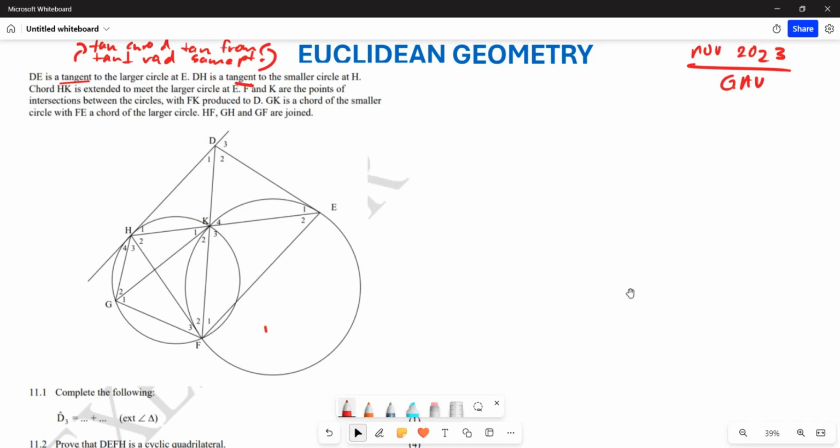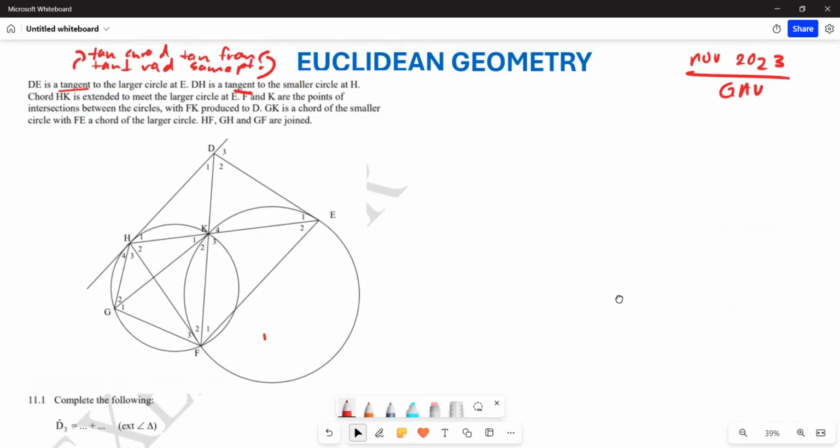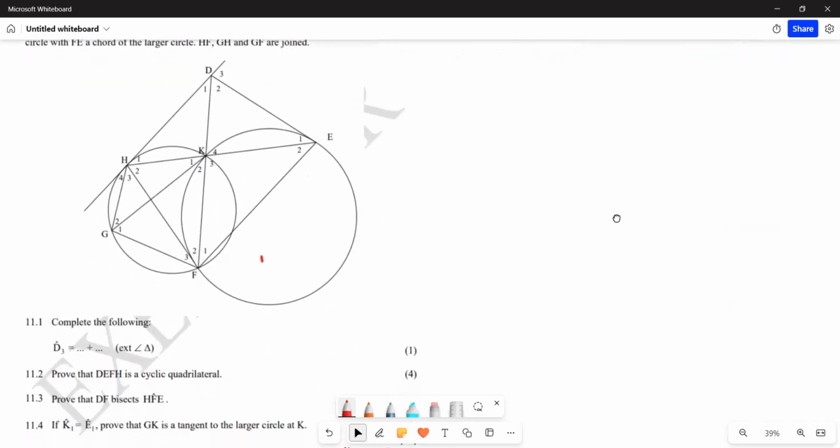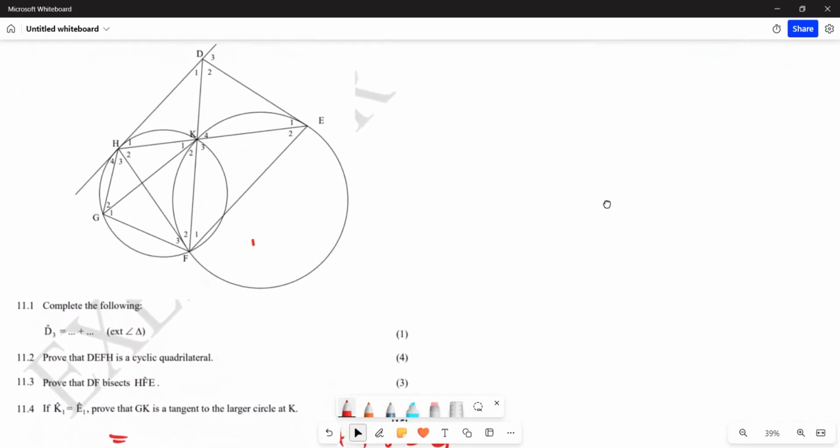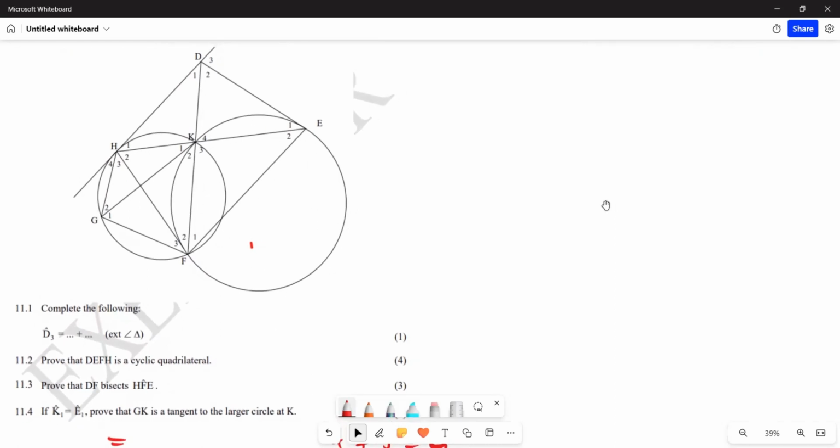So now let's go straight to it and see what you can do from here. If we look at the first question, they say complete the following statement. So now they are saying angle D3. Where is your angle D3? This is going to be this particular angle, right? Now, what is it that you can take from D3? Your D3 can be equal to what?